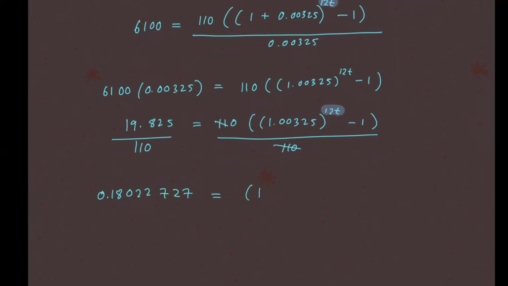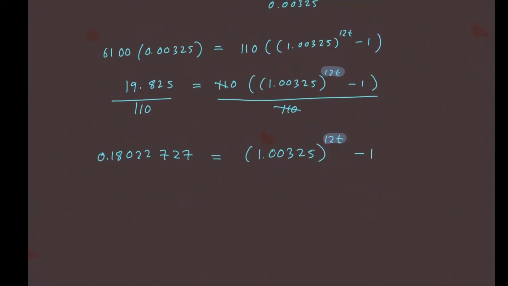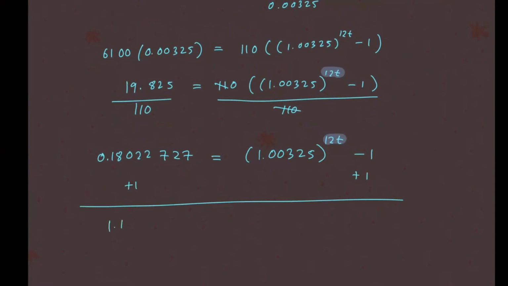So now that leaves me with, on the right-hand side, 1.00325 to the power of 12t minus 1. Okay, now again, I'm looking for the value of t. So now the next thing I need to get rid of is this. So I'm going to go ahead and add 1 to both sides. If I add 1 to both sides, I'm going to get 1.1802227 is equal to 1.00325 to the power of 12t.